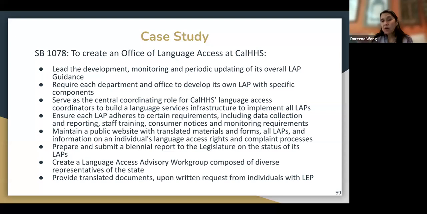Unfortunately, it made its way almost through the legislature until the last committee, the Assembly Appropriations Committee, which it did not get through. But through that momentum, and probably thanks to a lot of you on the call here, we got over 100 letters of support, a lot of people to support this effort and testify in support. So we're taking that momentum and trying now to continue in terms of some administrative advocacy with CalHHS to make sure that some of the requirements that we were advocating for will be part of their language access plan.